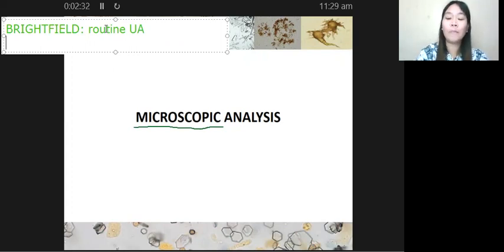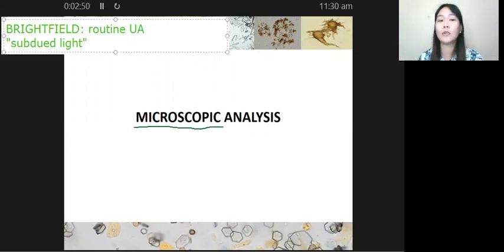Take note that whenever we utilize your bright field microscope in the microscopic analysis of your urine samples, we have to make use of subdued light. What does subdued light mean? When we say subdued light, it should not be too bright. We have to regulate the light intensity that we utilize whenever we use our bright field microscope for routine microscopic urinalysis.